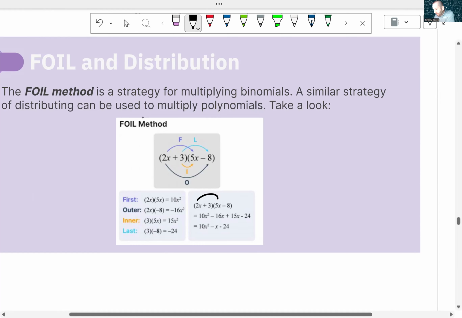I usually do first, last, outer, inner. That's how I do it. But anyways, you just multiply that times that, that times that, that times that, and that times that. You make sure all 4 numbers get multiplied, and you should have 4 terms when you multiply it. If there's a minus, make sure the minus goes in the right spot, and then just combine the like terms, and you should be good to go.